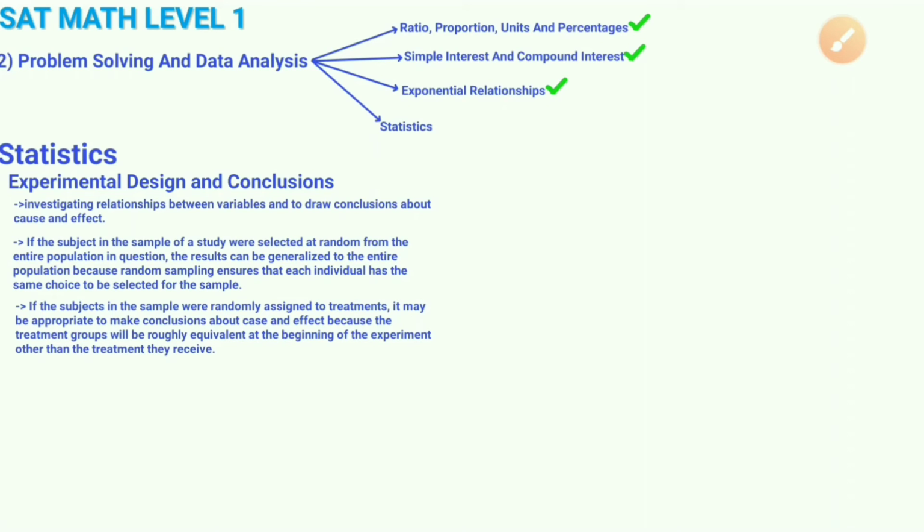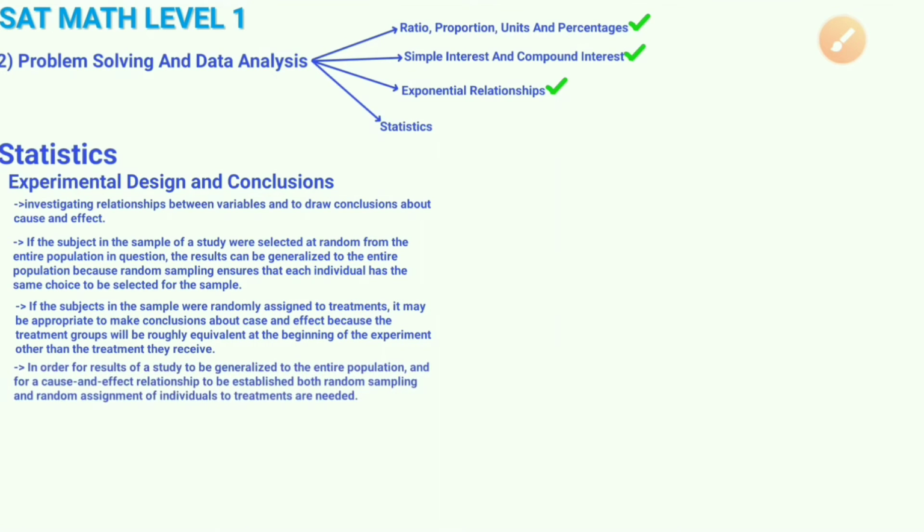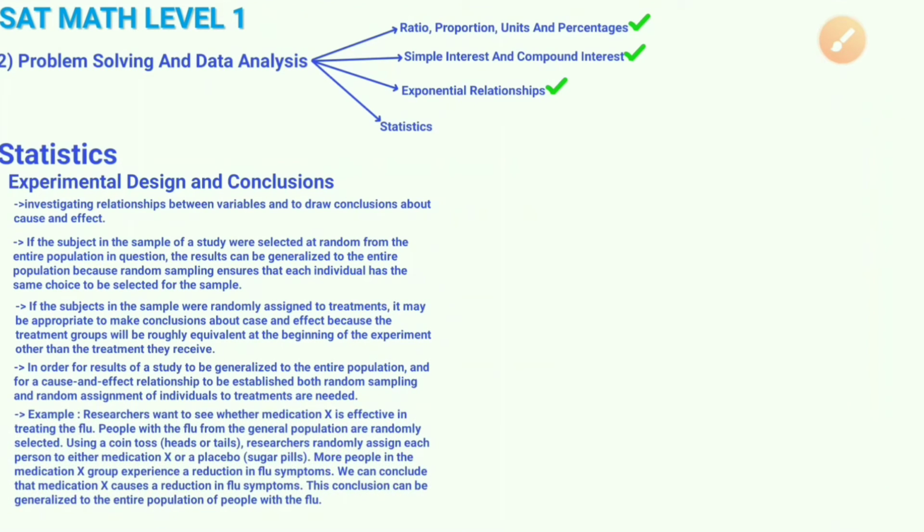If the subjects in the sample were randomly assigned to treatments, it may be appropriate to make conclusions about cause and effect, because the treatment groups will be roughly equivalent at the beginning of the experiment other than the treatment they receive. In order for a result of a study to be generalized to the entire population and for a cause and effect relationship to be established, both random sampling and random assignment of individuals to treatment are needed.